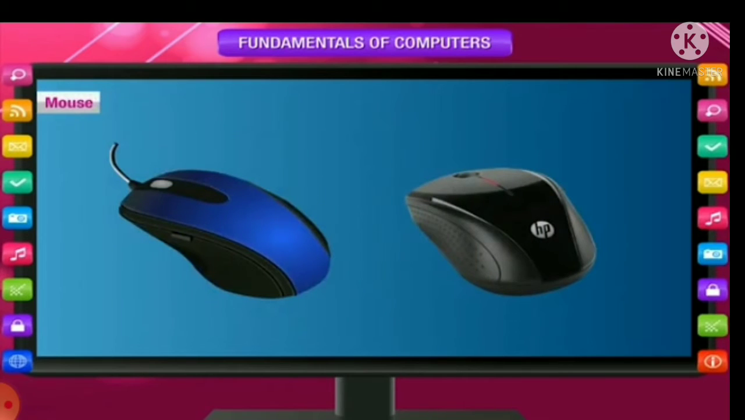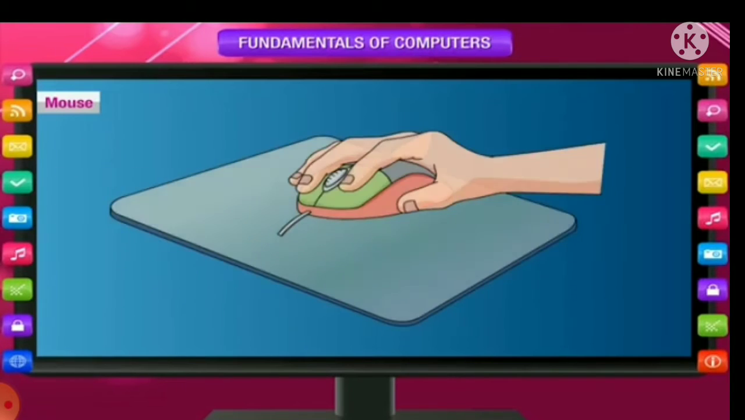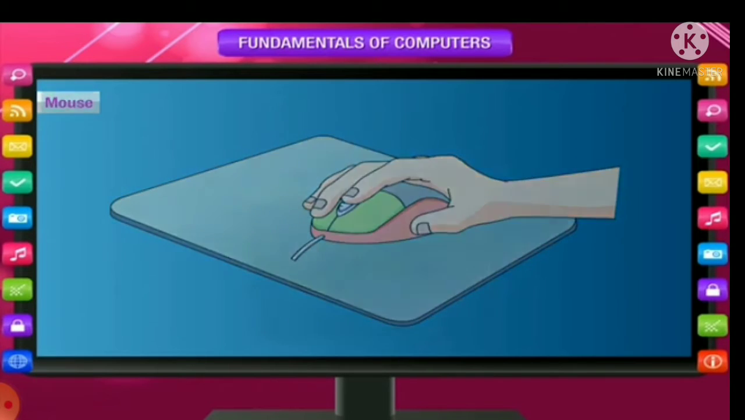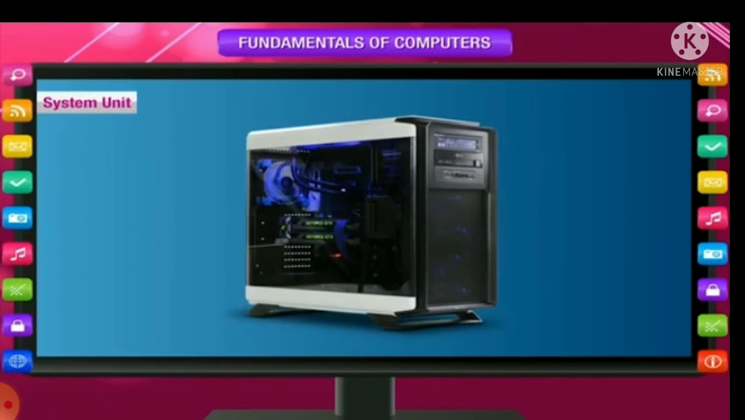Mouse. Mouse is a pointing device that is attached to the computer. We can move the cursor on the screen. We click on it, like single click, double click, and drag on the screen.